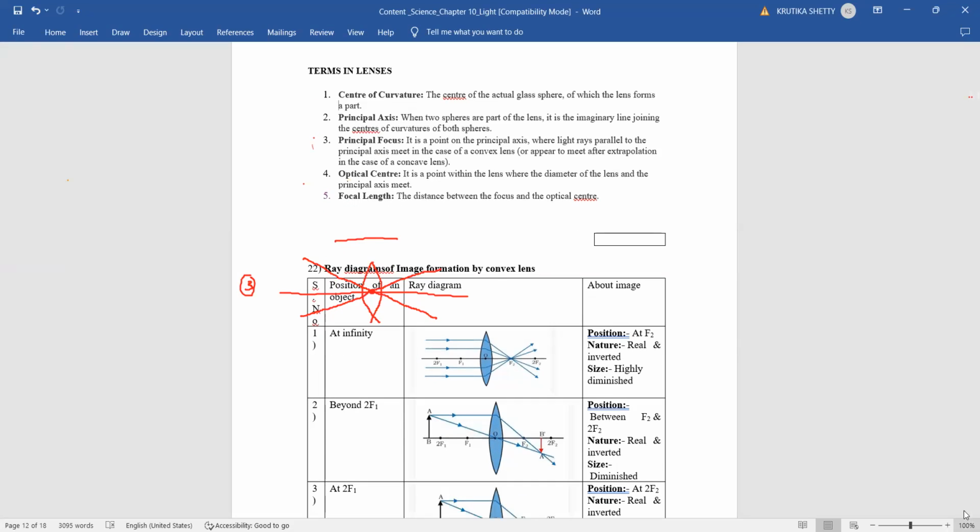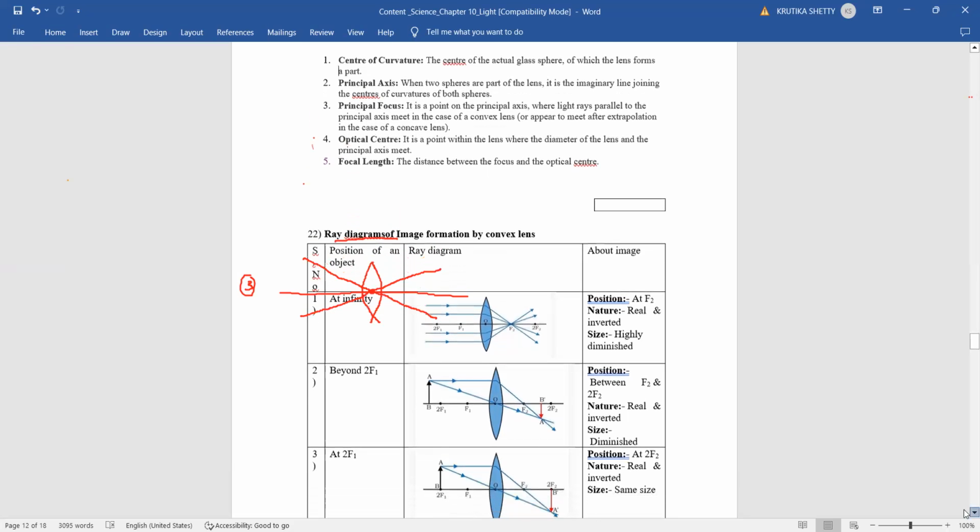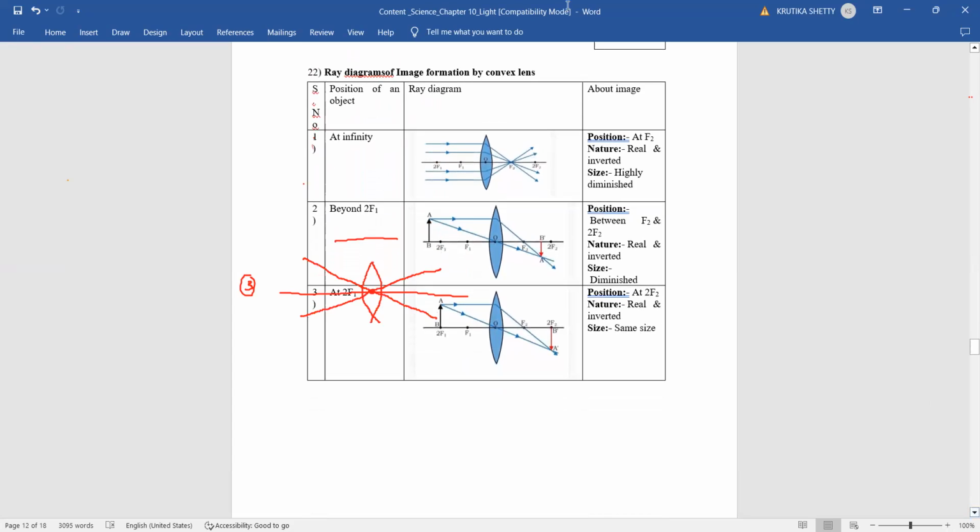The first four ray diagrams are for the convex lens. Out of that, three are given in the PPT. We will discuss them one by one. Try to understand, it is very important. If you have understood the rays, it's very easy to understand this. Three columns are there: the position of the object, then the ray diagram, and then the image.